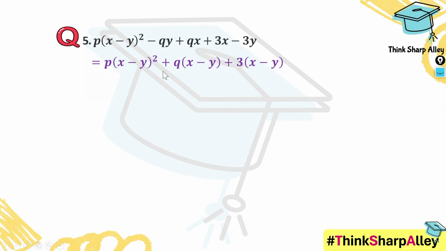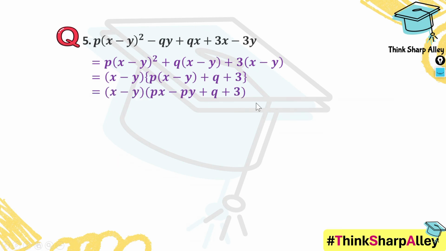So isn't the common factor popping out? Right, x minus y. So let's take it outside. And we are left with, since it was (x minus y) whole square, 1 (x minus y) is left, plus (q plus 3). Let's just multiply p inside and that's it, done, dusted. We'll move on to the next example.